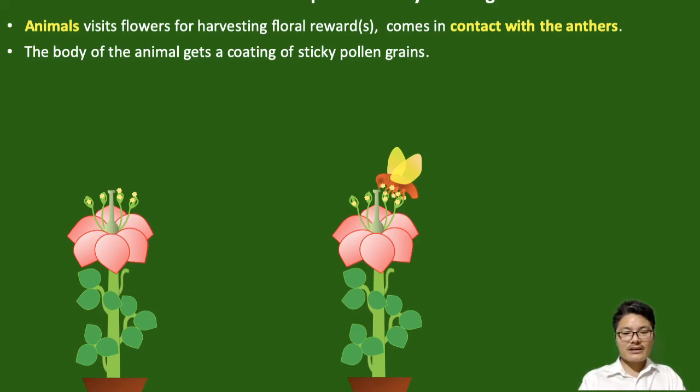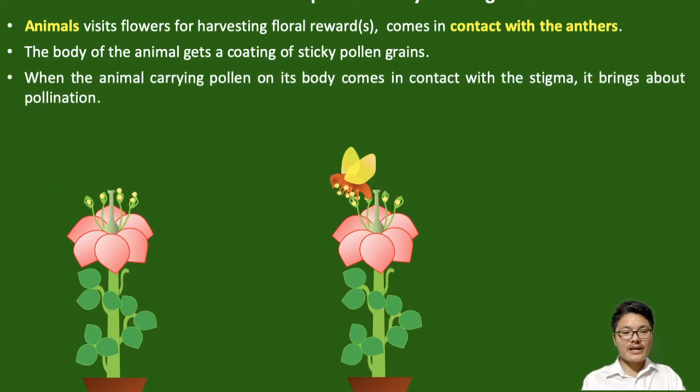After the pollen grains stick, the animal will visit another flower for getting more nectar and more pollen. So in a way, the pollen grains carried by the insect get deposited onto the stigma of another flower, which brings pollination. So this is how pollination occurs.